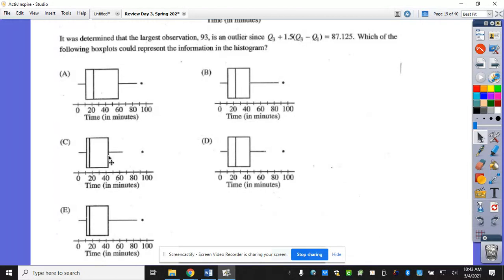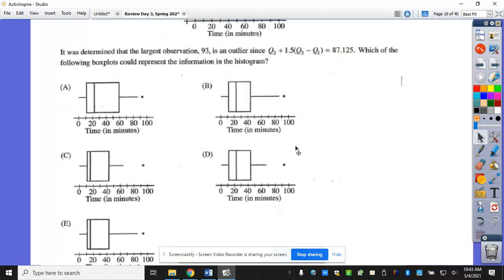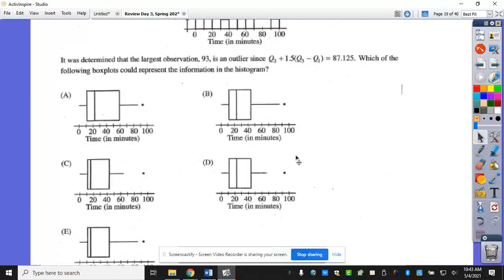It was determined that the largest observation, 93, is an outlier because of this. So they showed you the work to calculate to see if it is an outlier. So this bar right here, does it go to 87.125 because that's what I calculated? What does it go to? It goes to the highest number that is not that far.